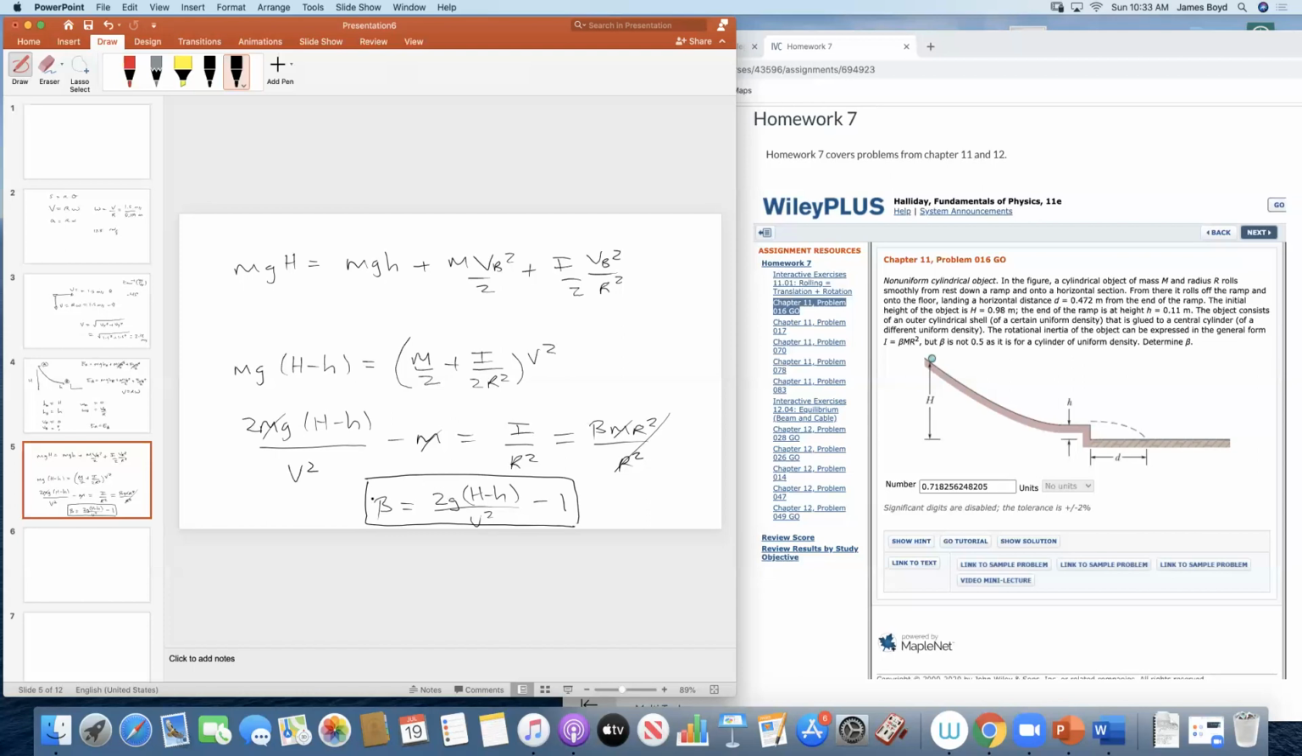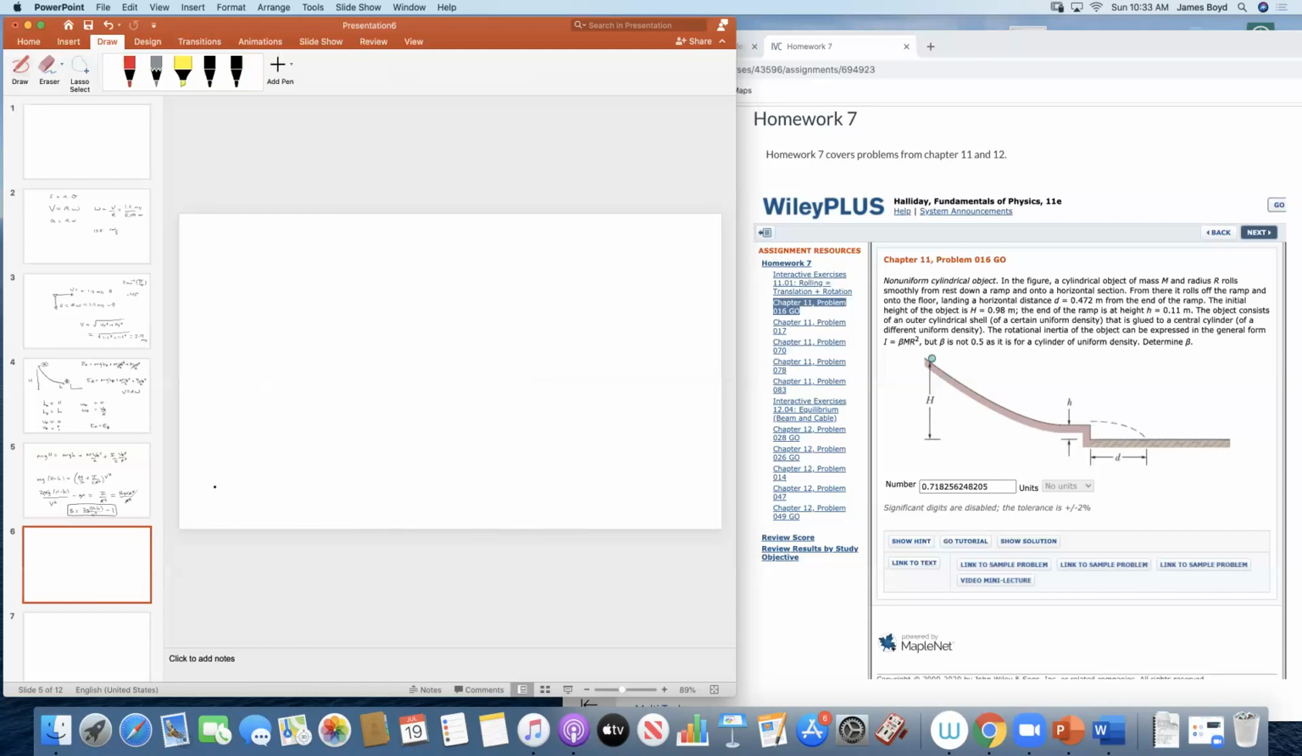Now, how do I find V squared? I'm going to do this on the next page. Imagine you have a projectile motion that starts with V of x and V of y, where this is 0 and this is V. And it follows a distance d that we're told in the problem is 0.472 meters. So we need to know what V is in terms of the given variables, okay?